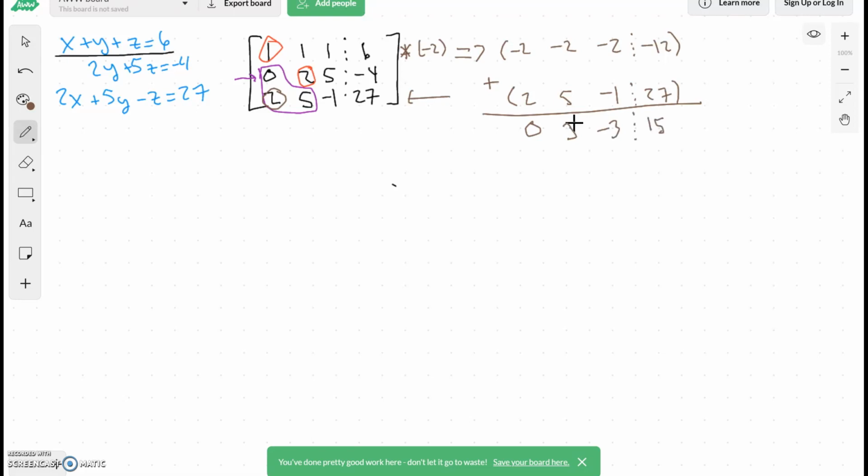So now this one is actually my new row, right? Because I remember I wanted to eliminate this 2. So now this is going to be my new row 3. So let me write that down. So now I'm going to have, so this stays the same, 1, 1, 1, positive 6. This is going to stay the same, 0, 2, 5, negative 4. And now this last one's going to be 0, 3, negative 3, positive 15.